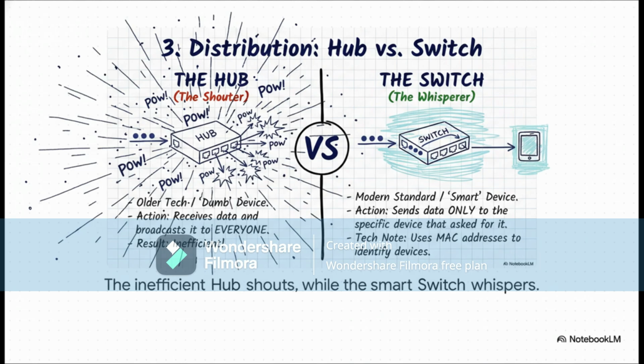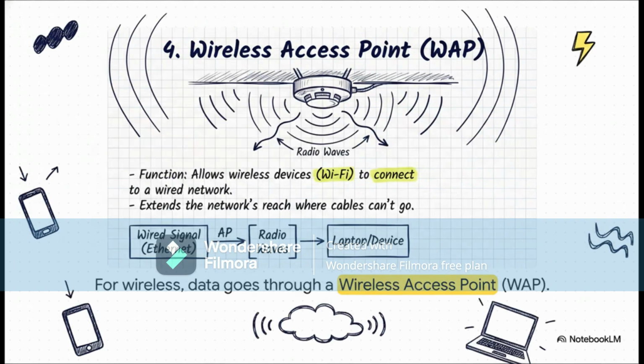The hub on the left is the shouter. It just blasts the data out to every single connected device. It's messy and not very secure. But the switch on the right is the whisper. It's smart. It knows the unique physical address of each device. We call that a MAC address. And it sends data only to the specific device that needs it. This makes your network way faster and way more secure. Okay, but we're not all plugged in with cables, are we?